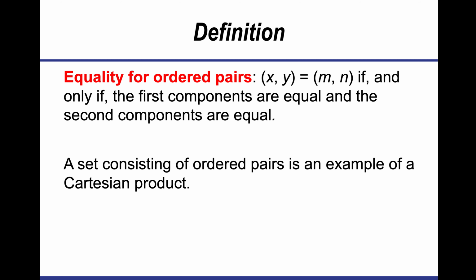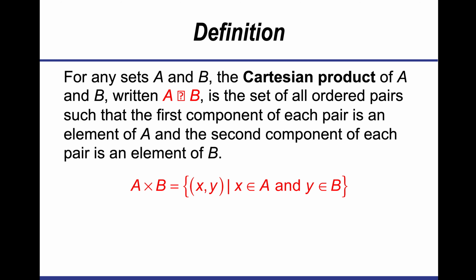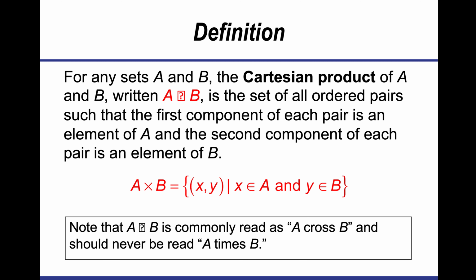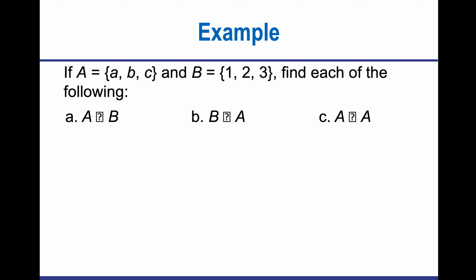My ordered pairs are equal if and only if the first components are equal and the second components are equal. That should make sense. 2 comma 1 is only equal to 2 comma 1. So when I'm looking at these ordered pairs, A cross B should never be read as A times B. So this is not multiplication. This is called cross. So that would be the set of all ordered pairs such that the first component is an element of A and the second component is an element of B. So we're taking two distinct sets and making ordered pairs.